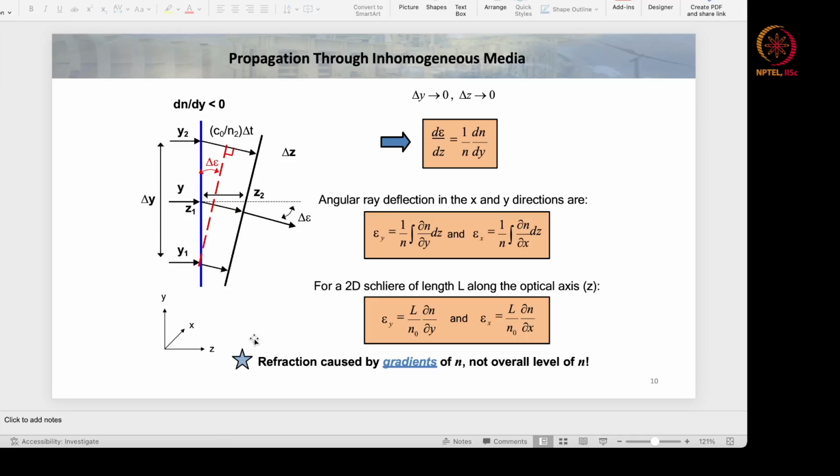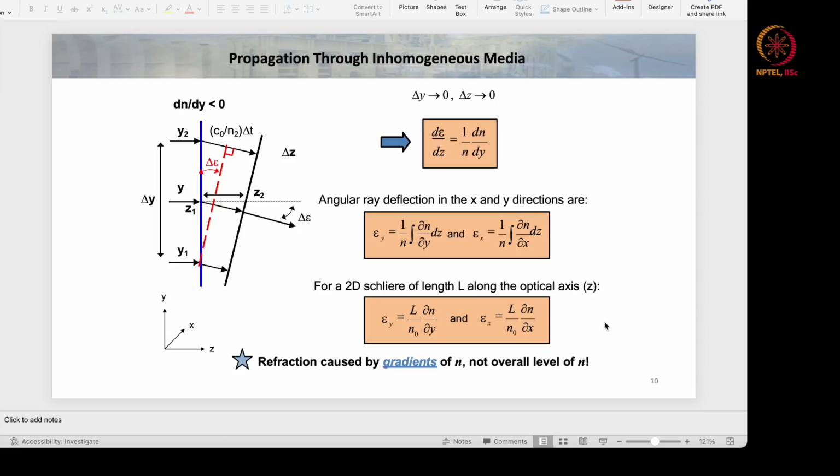So this is an important thing that you should note, that this is therefore along a length L along the optical axis. So the larger the length L, the larger will be this epsilon y and epsilon x. So you need a larger optical path if you have to get more sensitivity out of your measurements. And also refraction is caused by the gradients of n and not by the overall value.